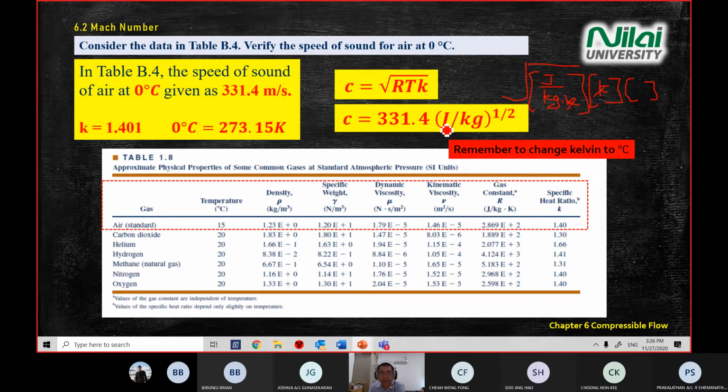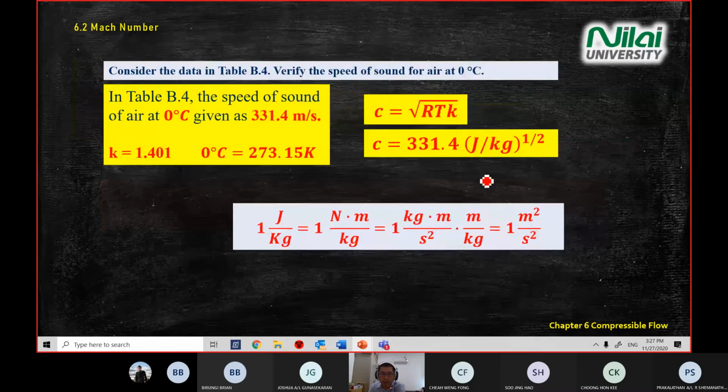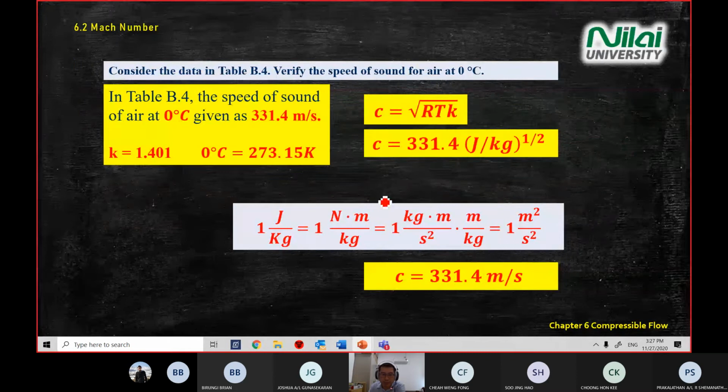But we know that in SI units, most of the time we do not use joule over kilogram. So how do we convert this into meter per second? This is the conversion. 1 joule over kilogram. We know that joule is Newton meter, which is work. What is work? Work is force times distance.